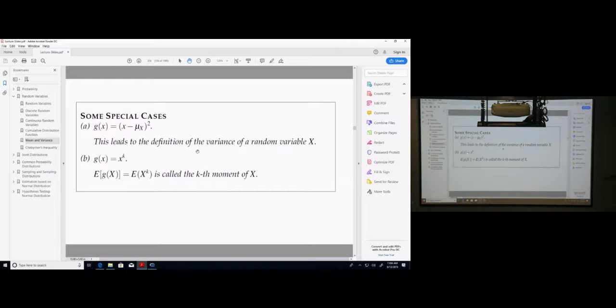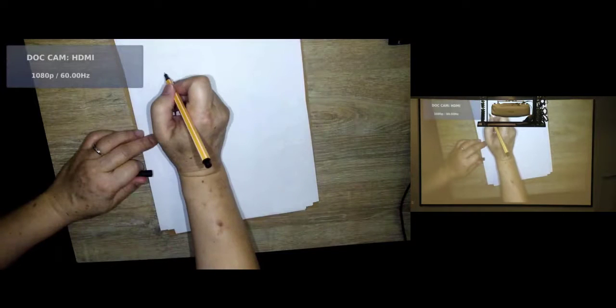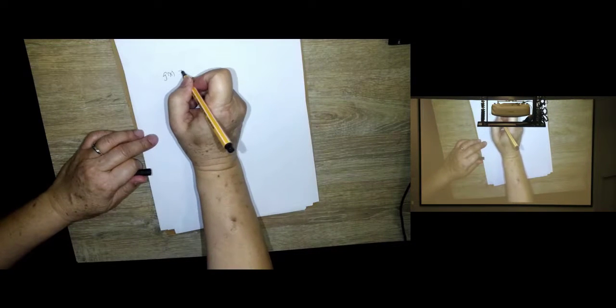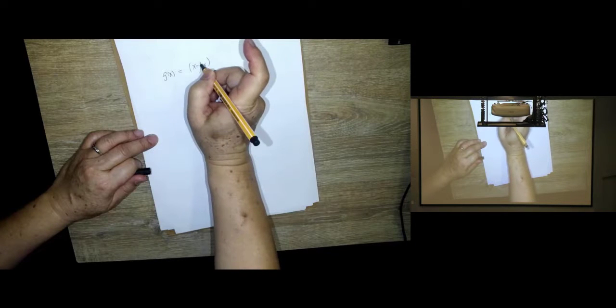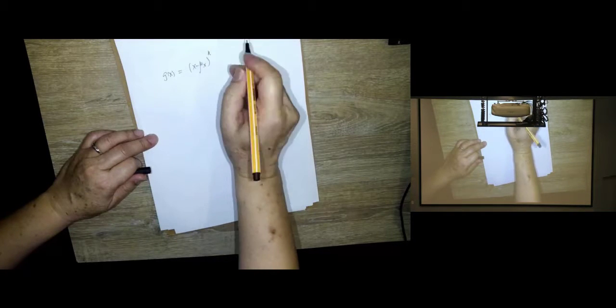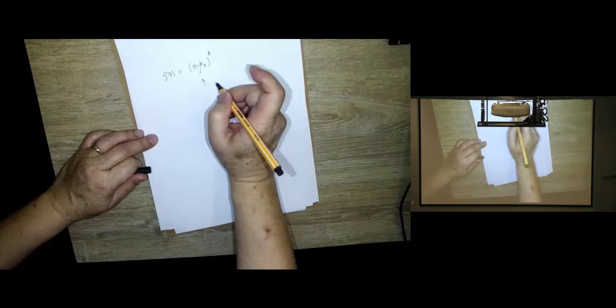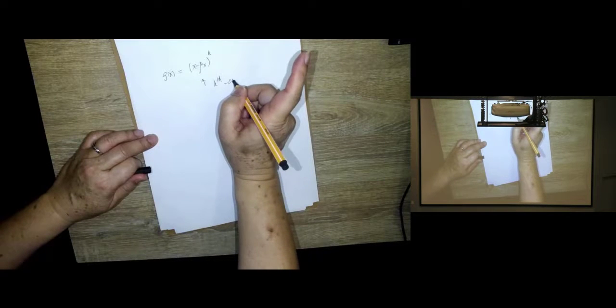Another one would be g of x is x to the power k. K can be 2, 3, and so on and so forth. So this is called the kth moment of x. There is one other, since we are here: another possible way would be g of x equal to x minus mu of x, the mean, to the power k. And later on, this will correspond to the kth central moment.